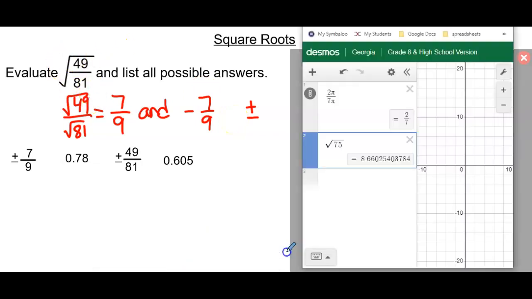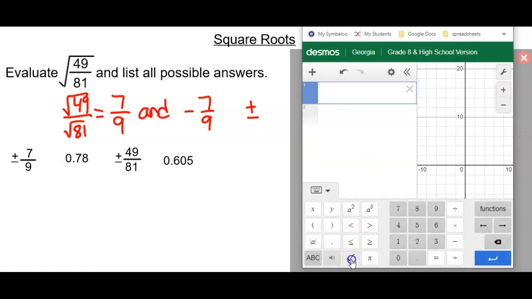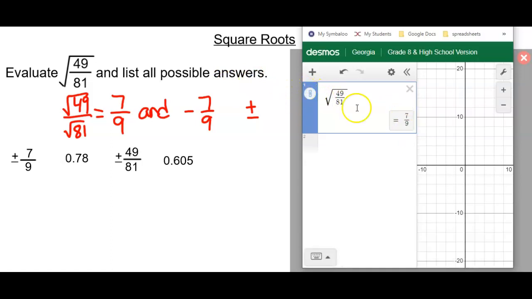If you weren't comfortable doing all of that, you could come to your calculator and you could type it in exactly how it looks. The square root of 49 divided by 81. Now it looks like it's going to be 0.7 repeating, and that was kind of a tricky answer because a lot of you might have picked that, but that's only the positive answer, and it says list all the possible answers. It has to be positive and negative. So I changed it back to a fraction, and that's where that positive or negative 7 over 9 comes from.